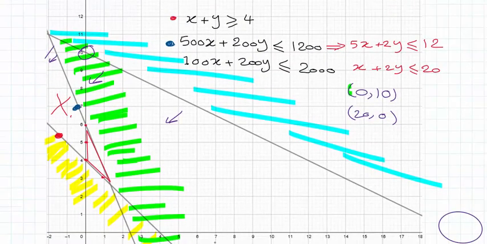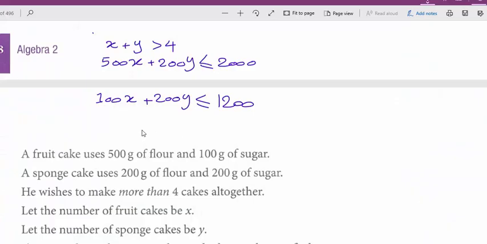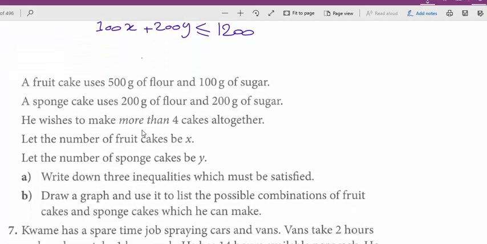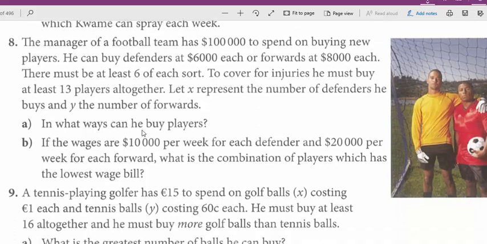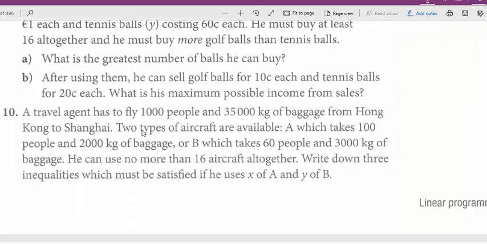Another question that I saw, it's kind of hard to write the inequalities, is question 13.